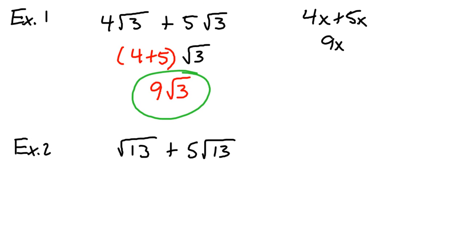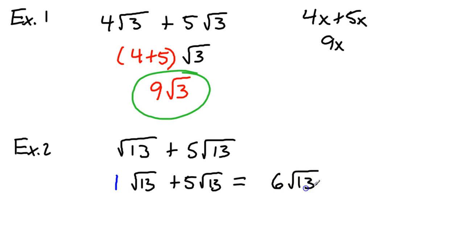Okay, so let's do square root of 13 plus 5 square root of 13. Okay, again, your radicals are the same. You got square root of 13, square root of 13. The only thing you have to kind of realize is that when you're doing this one, that is a 1, because there's a square root of 13 that's there. That's almost like 1 square root of 13. So then you can do 1 plus 5 and make that 6 square root of 13.